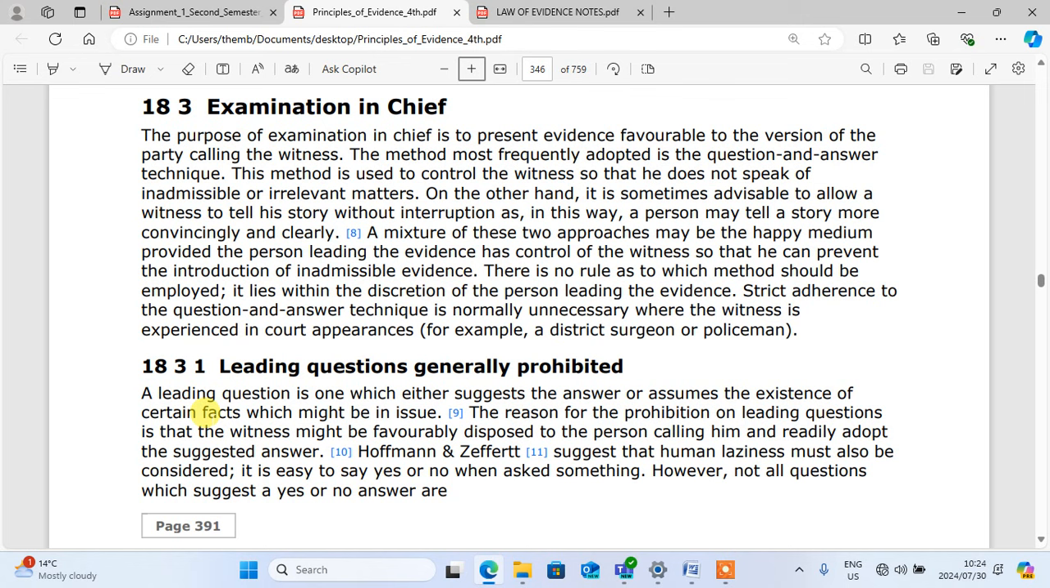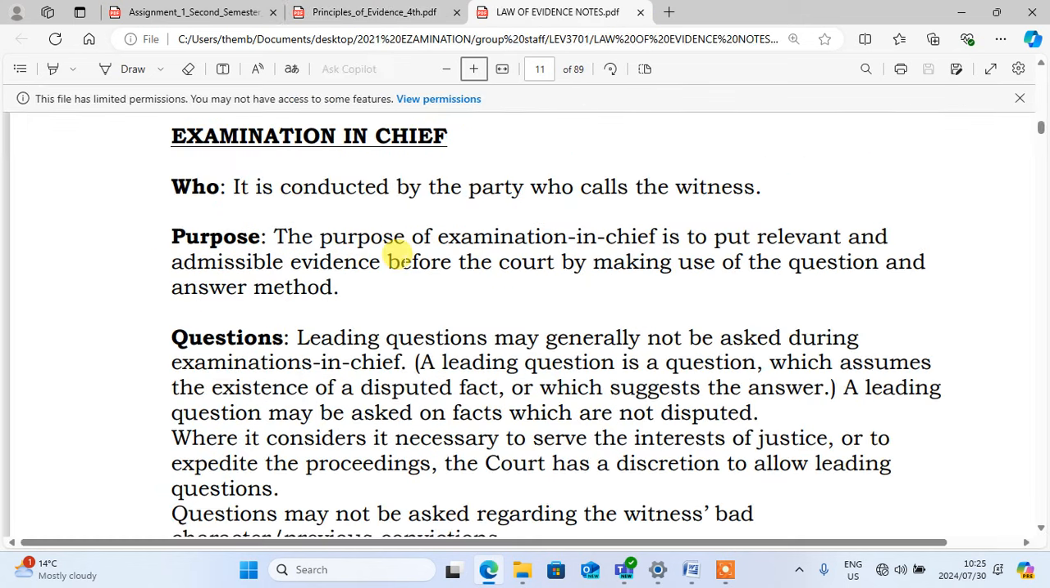which might be in issue. The reason for the prohibition of leading questions is that the witness might be favorably disposed to the person calling him and readily adopt the suggested answer. Right? So let me go to others that summarized very well. The most important thing to be a lawyer is to be able to do research, right? Research is very basic for a lawyer.